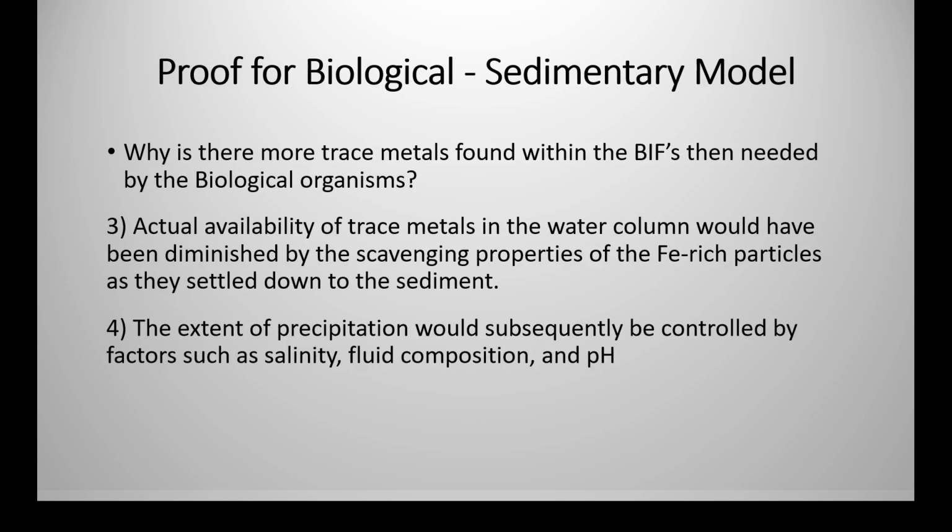Finally, why are there more trace metals found within the banded iron formations than the biological organisms need? Because the actual availability could have been less than the measured, due to the diminished amount from scavenging properties of the Fe-rich particles as they settle down to the bottom of the sediment, and the extent of precipitation would have subsequently been controlled by such factors as salinity, fluid composition, and pH.